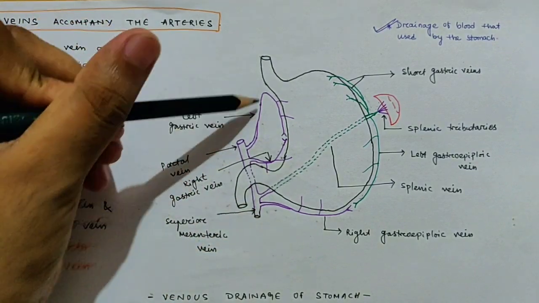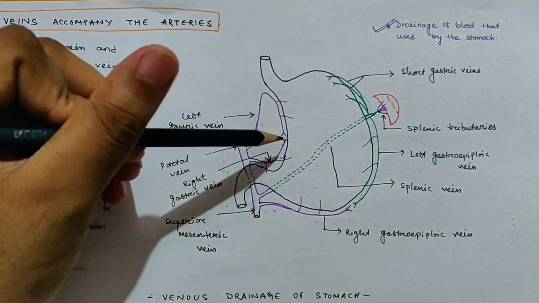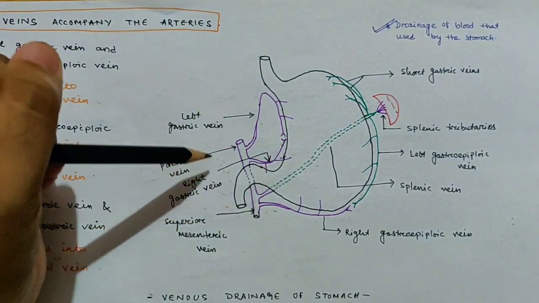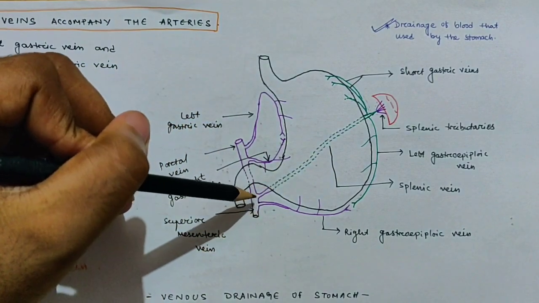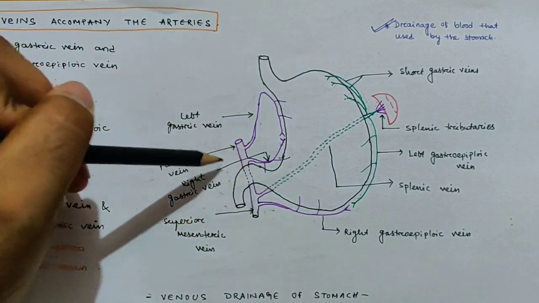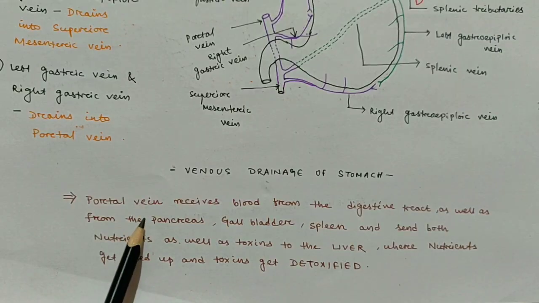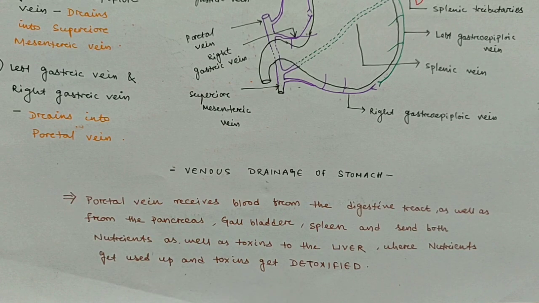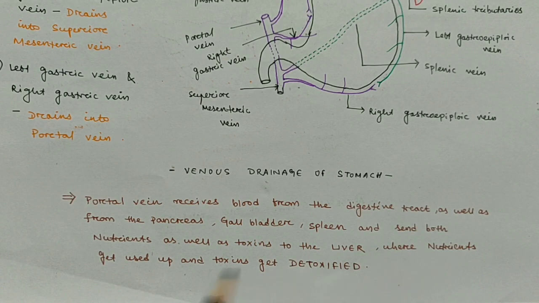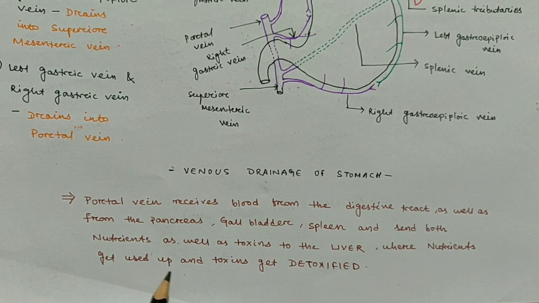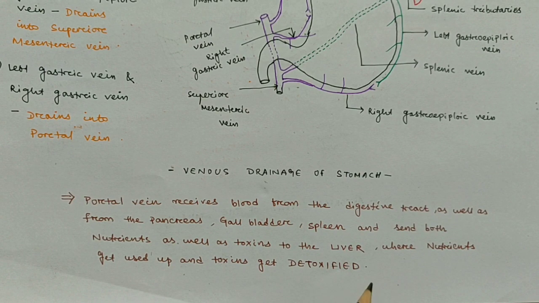the left gastric vein and the right gastric vein, drain into the portal vein. Here the splenic vein and the superior mesenteric vein form the portal vein. The portal vein receives blood from the digestive tract as well as from the pancreas, gallbladder, and spleen, and sends both nutrients as well as toxins to the liver, where nutrients get used up and the toxins get detoxified.